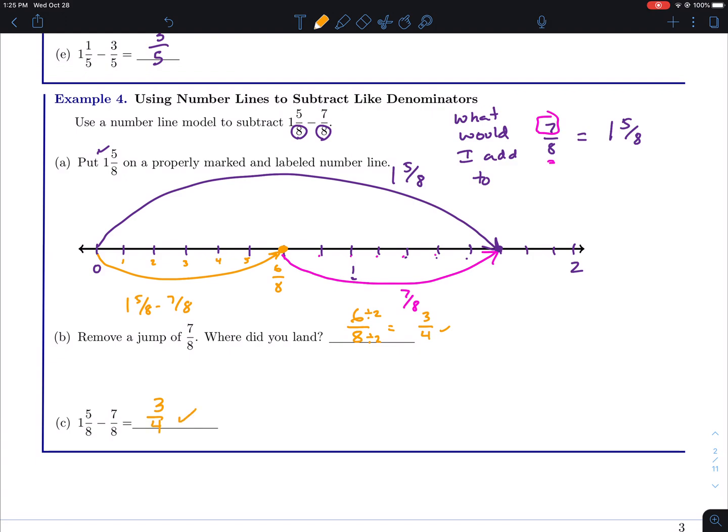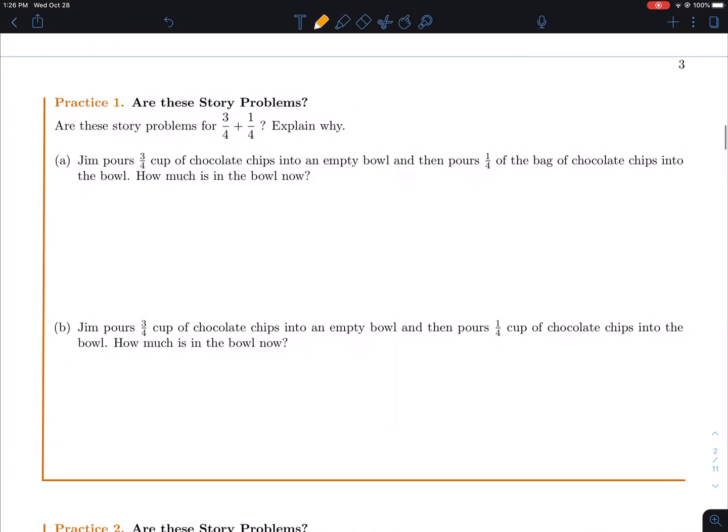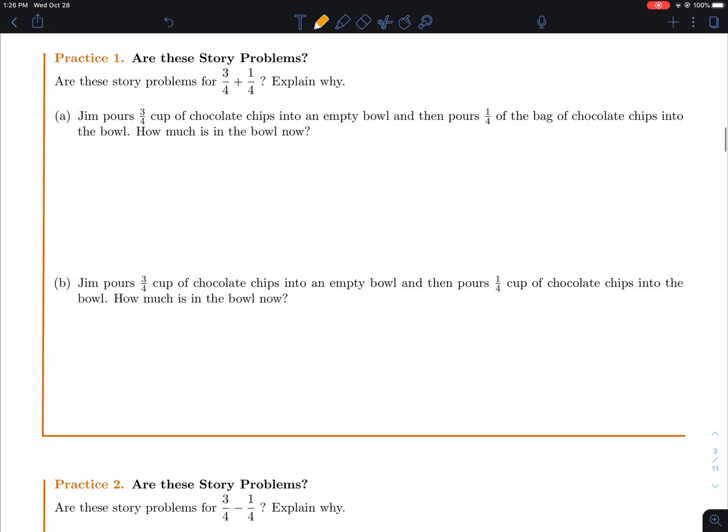All right. Is that okay, everybody, with adding and subtracting with models of like denominators? All right, perfect. So at this point, I've got some practice problems for you to work on. Practice 1 and practice 2 are two story problems that sound similar, but one of them is an actual story problem and one of them isn't. So the goal is I want you to figure out which one is and why the other one isn't, just so you can see the difference and recognize it. That way, when you're writing your own story problems, you don't make this kind of mistake.